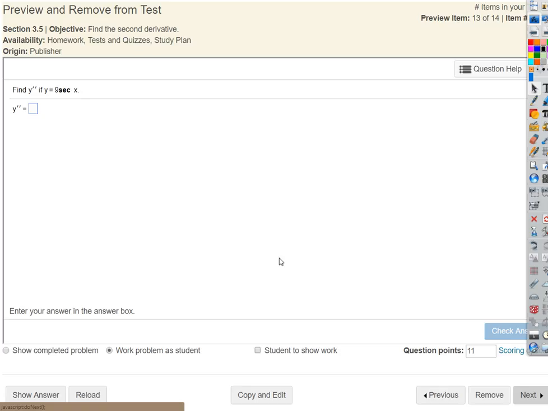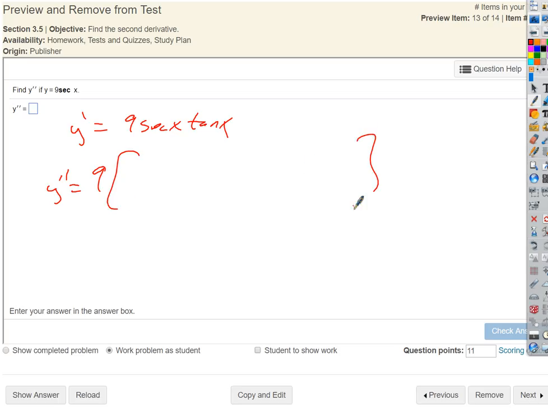Well, should we do this one real quick? I don't know, hopefully we'll have time, but we'll see. Should we do this one? Okay. So y prime equals 9 secant x tangent x, right? So now y double prime, let's leave the 9 out front, and we're just going to do product rule. So we're going to do first times derivative of the second, well that's just going to be secant squared, right, plus tangent x times derivative of the first, which is secant x tangent x, right?